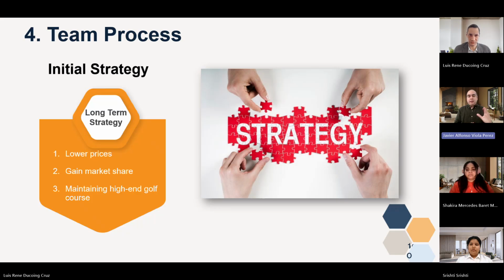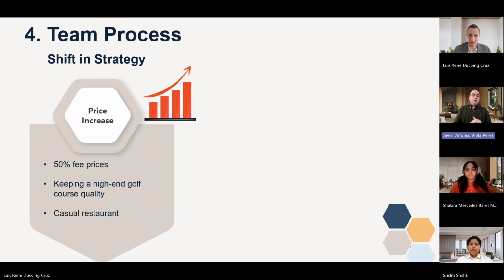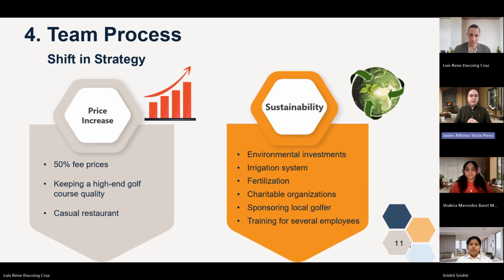So we decided in year five to change the strategy, and now we increased prices by 50%. The fee prices, not the whole prices. And this is a very big change. You can see that the hours played also increased, and our revenue and income also increased. It was a very big change, but it had results.